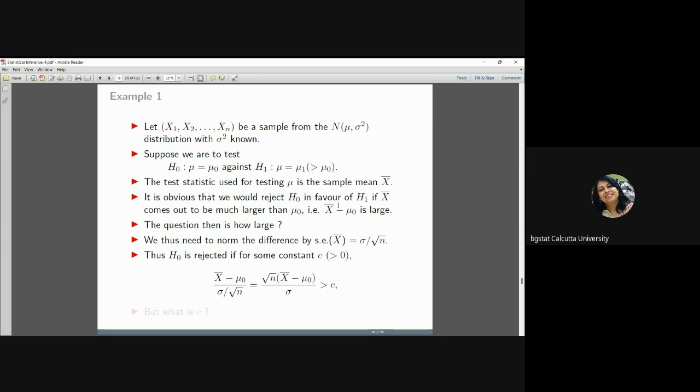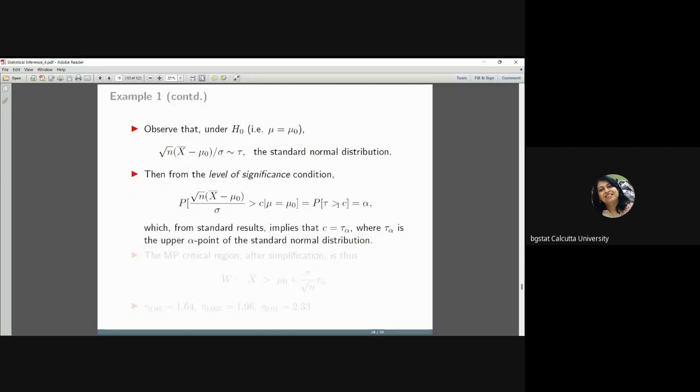Now to decide how large this difference must be for us to start rejecting the null, let me also standardize this difference. I'm going to standardize by the standard error of x bar, which you may recall is sigma over root n. So x bar minus mu naught divided by sigma over root n, which is root n times x bar minus mu naught over sigma. So I am going to now reject h naught if this quantity is greater than some threshold c.